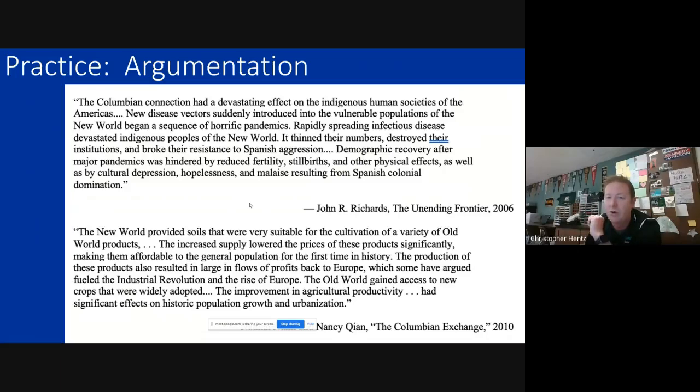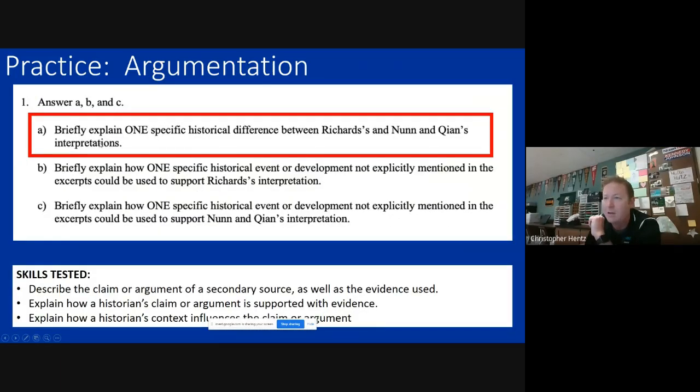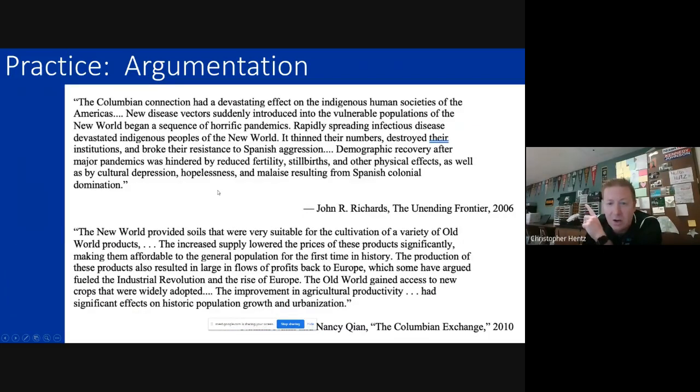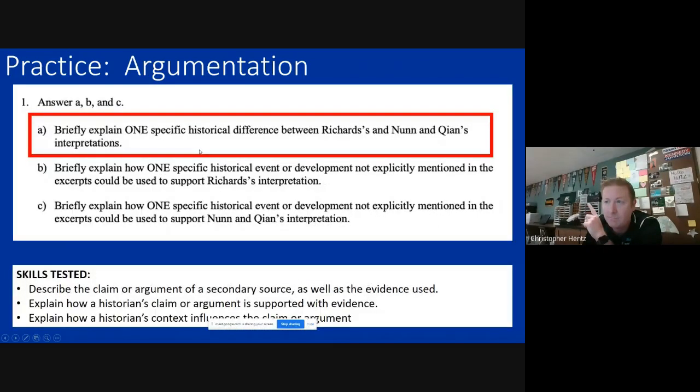So here's what I want you to do on your piece of paper. I only want you to answer question A. Briefly explain one specific historical difference between Richards' and Nanakian's interpretations. So A is always going to be, what's the difference between these two guys' arguments? Okay, and so I'm going to tell you when it's been 5 minutes, and then I'll let you guys answer A. Okay, so go ahead and write your response to just A, and then we'll talk about it.